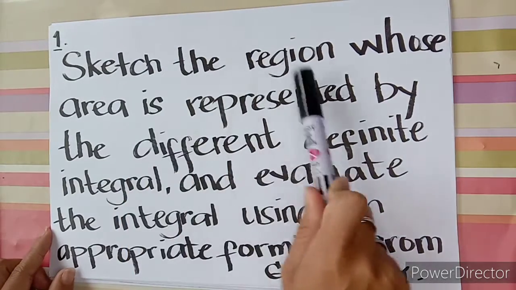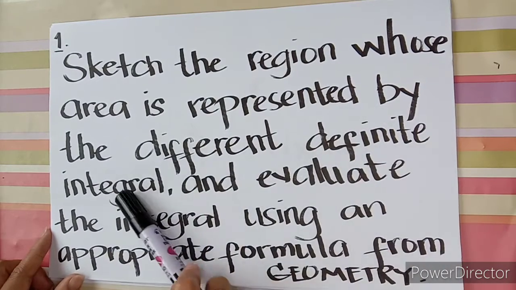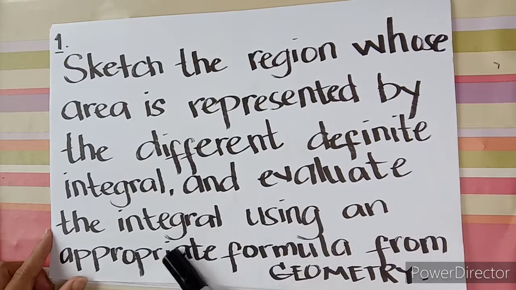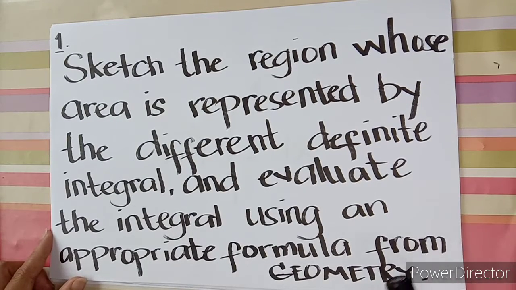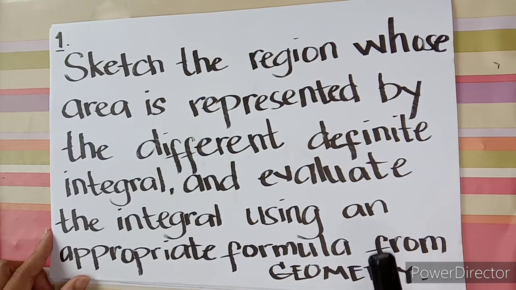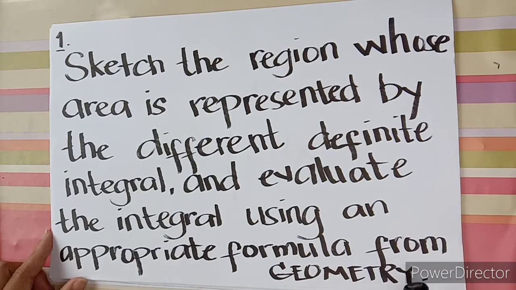Sketch the region whose area is represented by the definite integral and evaluate the integral using an appropriate formula from geometry. In this problem, you can conclude that calculus is truly integrated in geometry, not just in geometry but also in other branches of mathematics.